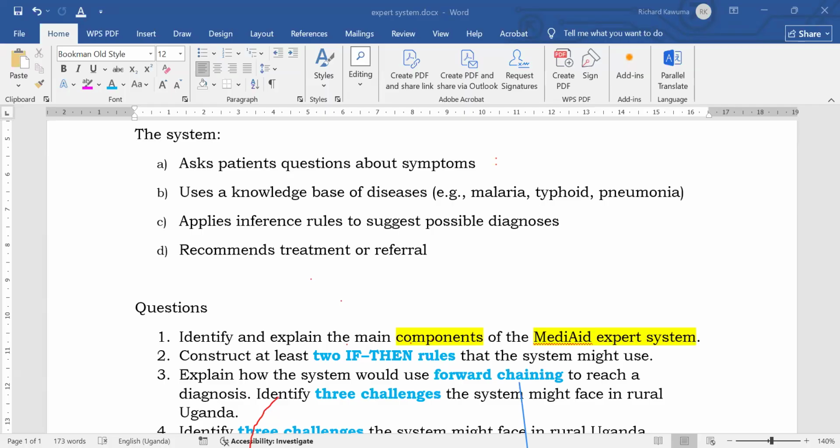It is like a summary of question 1. You are summarizing it. How do they work?